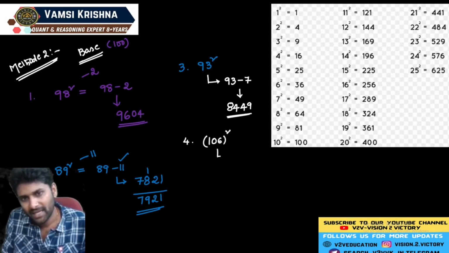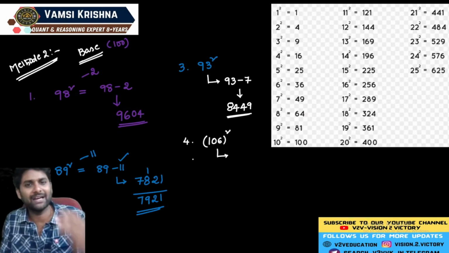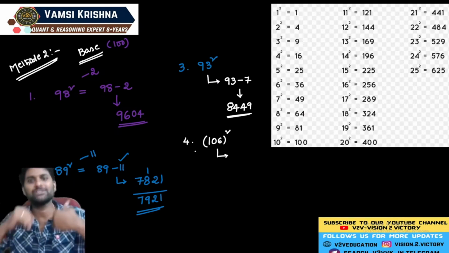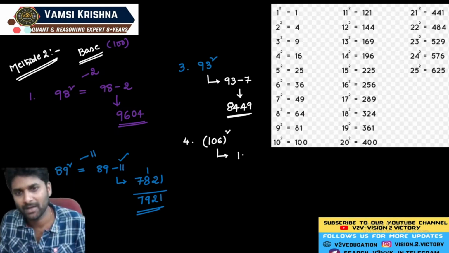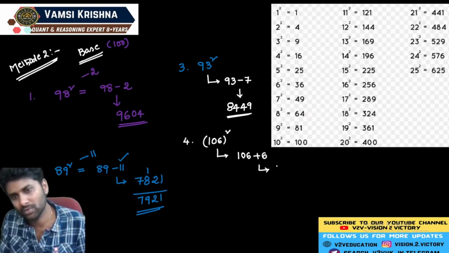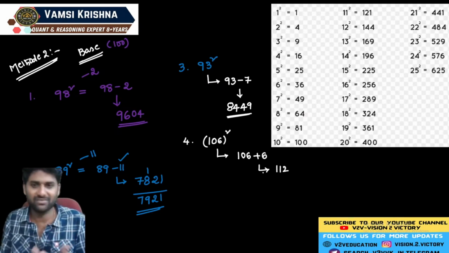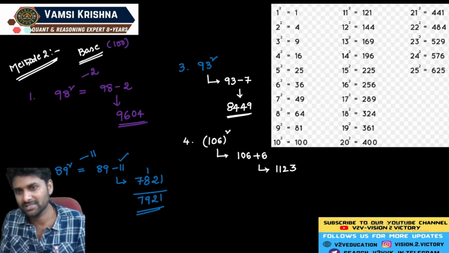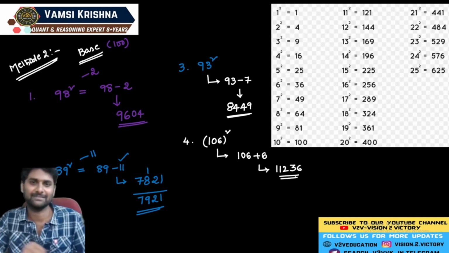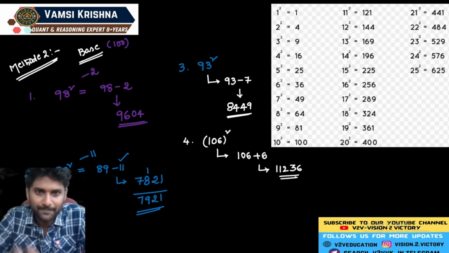For example, what about 106 square? See, 106 is more than 100 by 6 units, so you should add those 6 units to 106. Now 106 plus 6 is exactly equal to 112. Is it clear? Now what about the 6 square value? 6 square is equal to 36. So the answer is 11236.